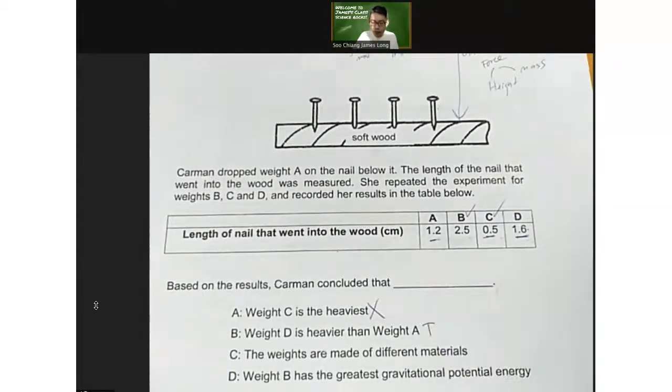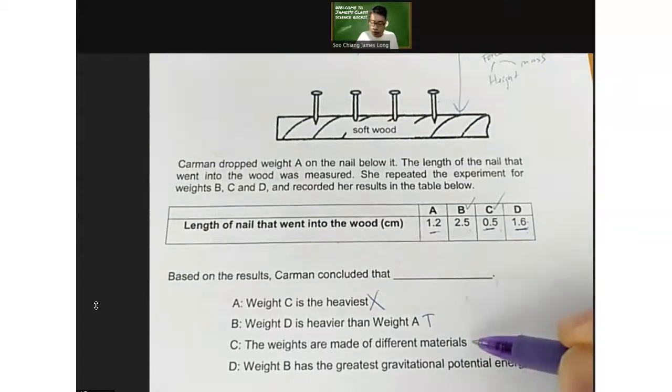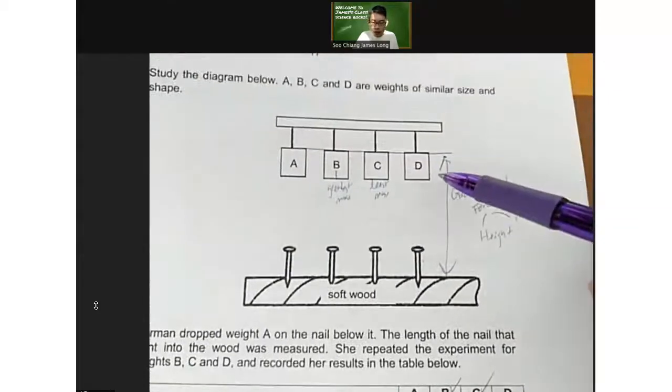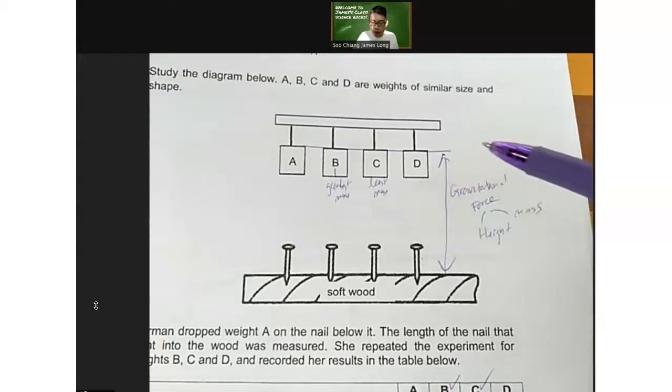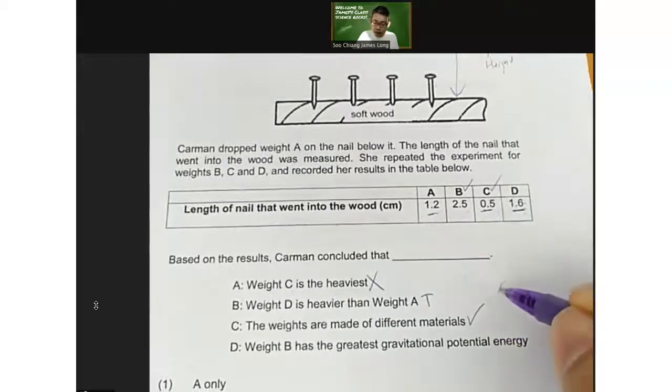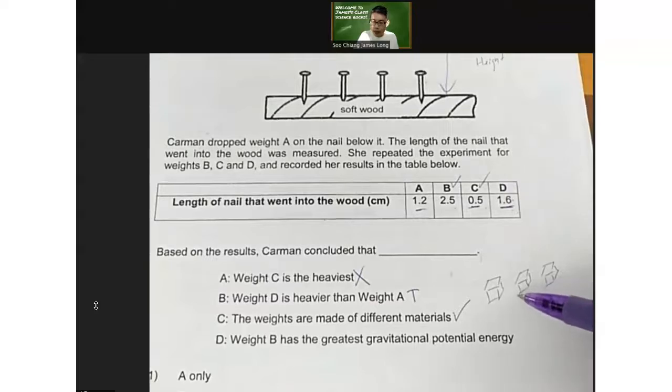This is true. The weights are made of different materials. That is true. If they are of the same shape and size, but their mass is different, therefore they must be made of different materials. Just like if you have a sponge, an iron, and a wooden block. They can be of the same shape and size, but made of different material. Of course, if made of sponge, steel, and ceramic, for example, or wood, I mentioned wood earlier on, then of course their mass will be different.